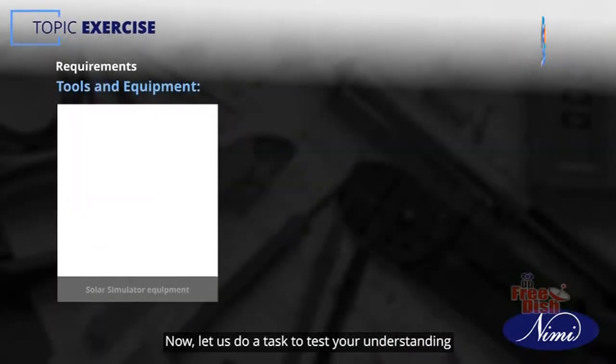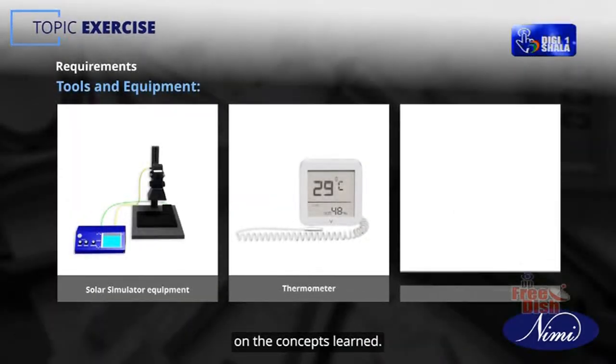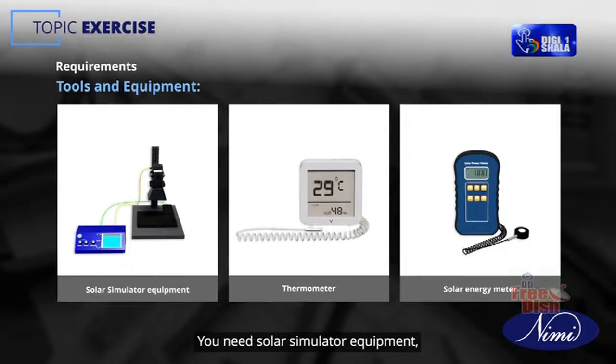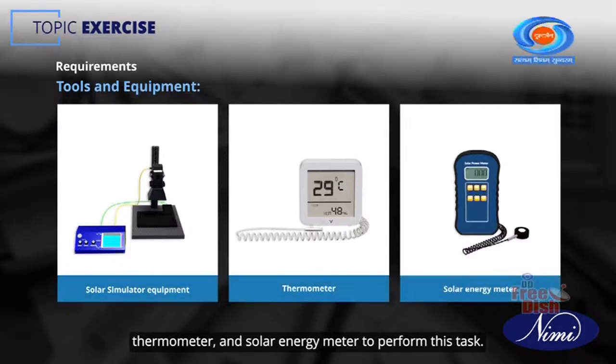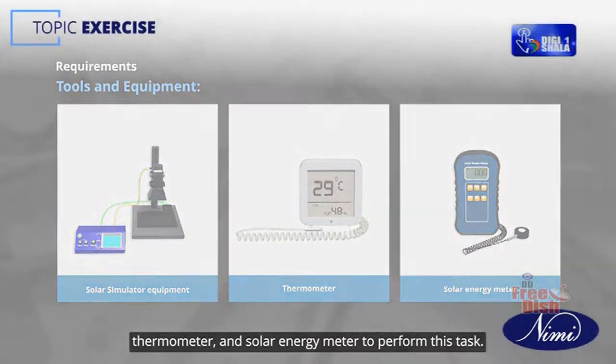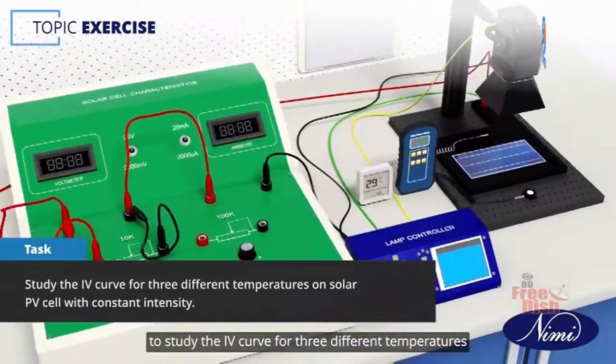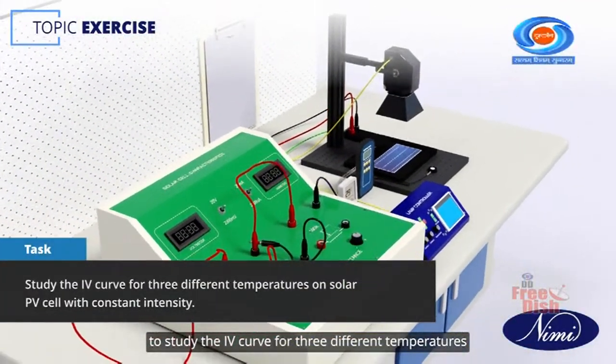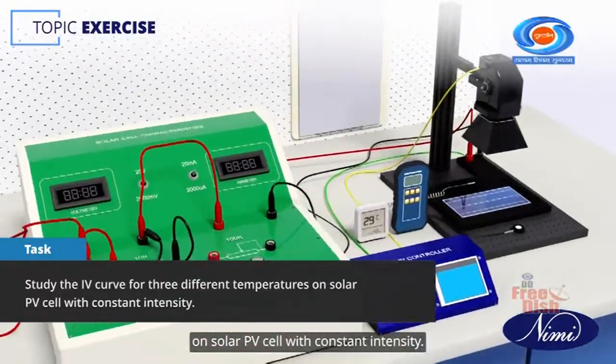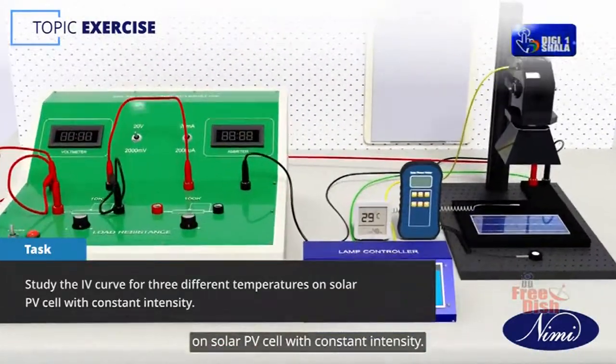Now, let us do a task to test your understanding on the concepts learned. You need solar simulator equipment, thermometer, and solar energy meter to perform this task. Your task is to study the IV curve for 3 different temperatures on solar PV cell with constant intensity.